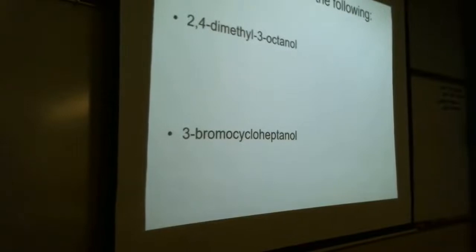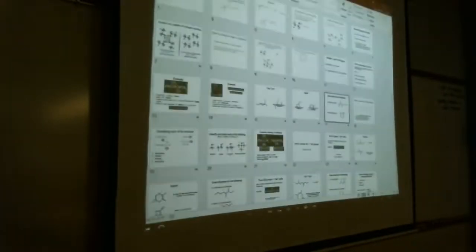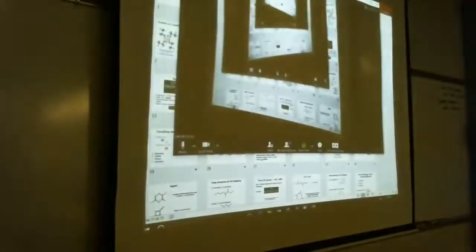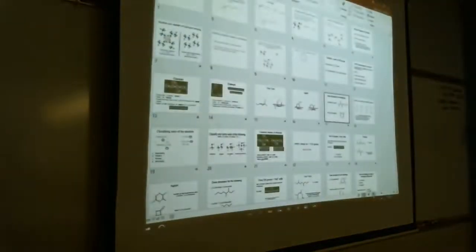Okay, let's go the other way. I've given you some structures to draw. So here are two names. You take a stab at trying those. All right, let's see what we got.